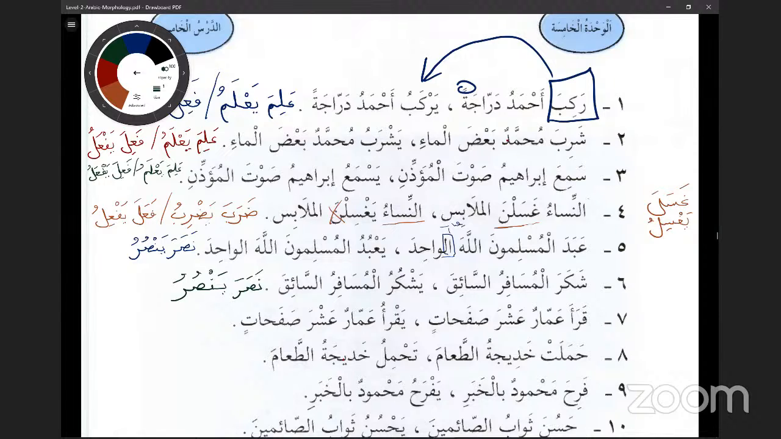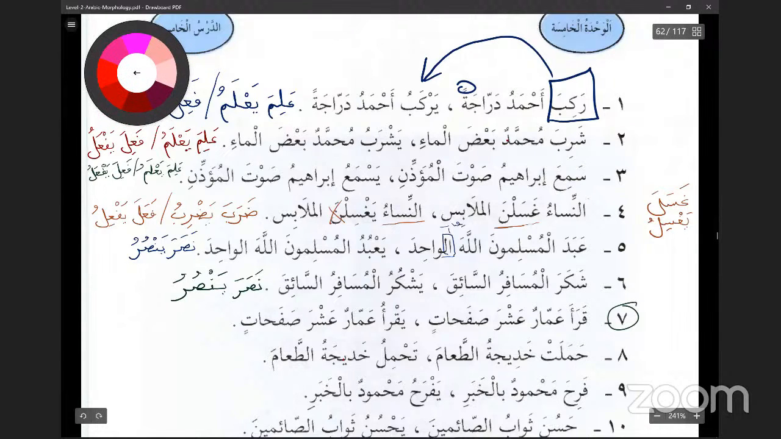Okay, and I'm doing what? I'm doing number 7. Got you. This one right here. قرأ عمرو عشر صفحات. Amarun read 10 pages. No. Okay. Yaqra'u amarun ashra safahatin. Ahmed is reading 10 pages. No.